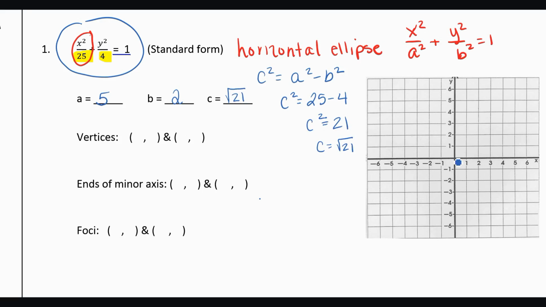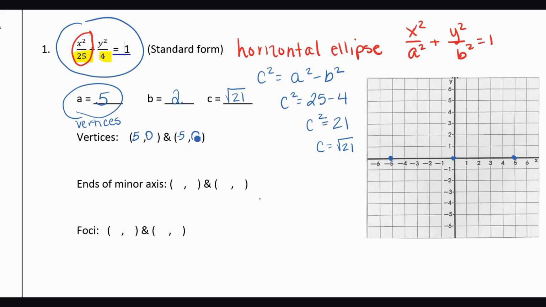Okay, so we're centered at the origin, so our center is right here. Now, to get our vertices, since this is a horizontal ellipse, we're going to go left and right by a. You always use a to get your vertices. So we're going to go right 5. That'll put us at the point 5, 0. And we're going to go left 5. That'll put us at the point negative 5, 0.